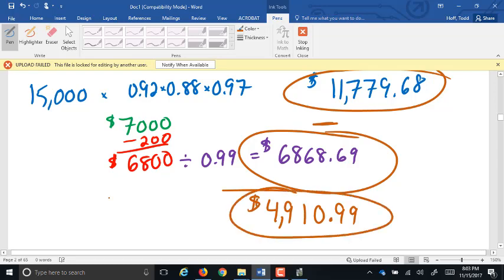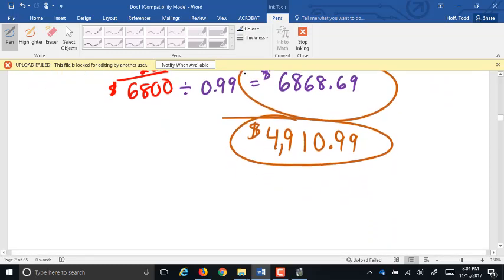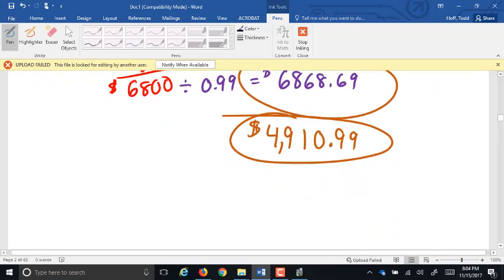$4,910.99. How about 29 to 34? 29? So you have 50%. This is the little table.